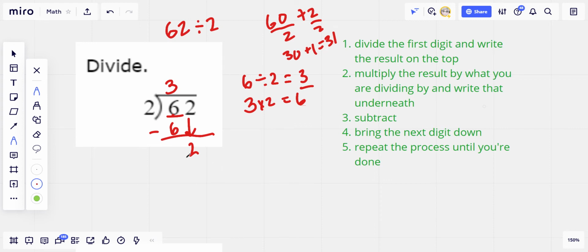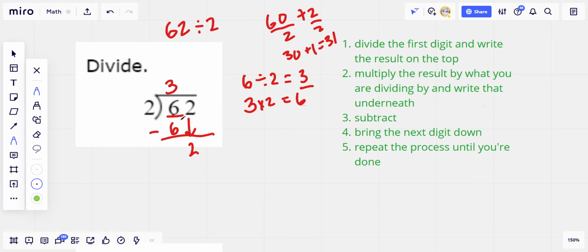So those are all the steps. You might have to repeat it several times. In this case, we repeat it twice, but if there are more digits, you'll repeat the same process over and over again. You divide, then you multiply, put the number down here, you subtract it away, and then you pull the next number down. So those are the steps.